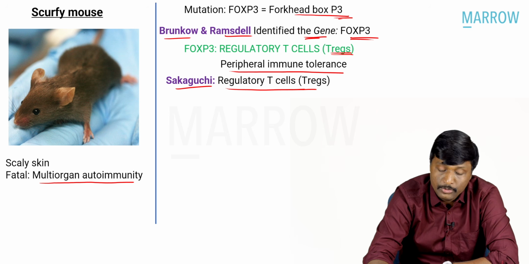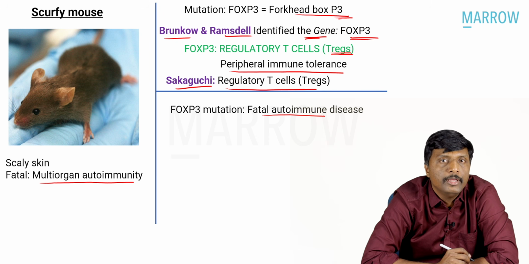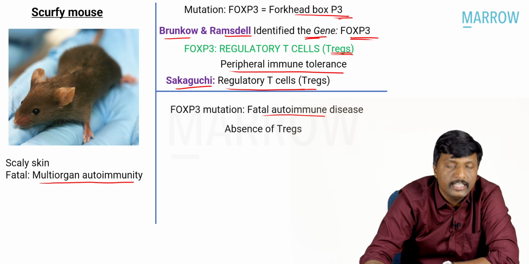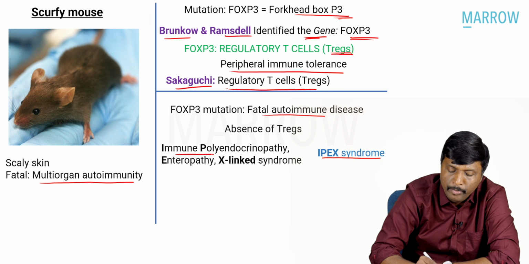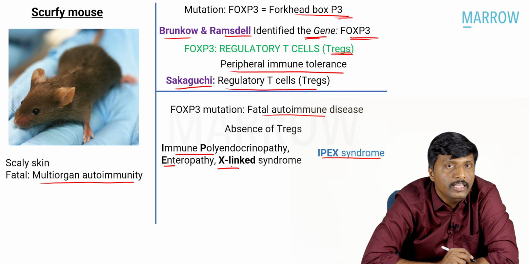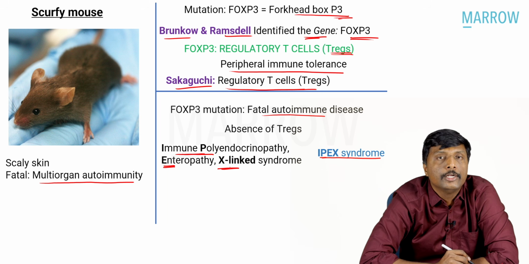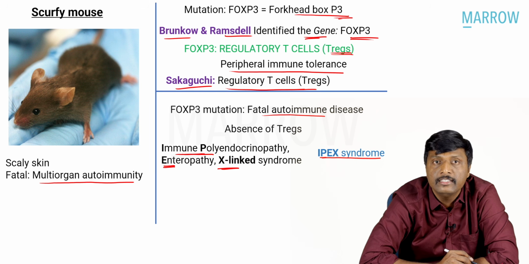Now, what actually happens whenever there is a mutation? Fatal autoimmune disease, because in the periphery, immune cells are not actively suppressed, leading to autoimmunity. Very important, who will be deficient here? Regulatory T cells. And what is the classical syndrome, sir? IPEX syndrome, which stands for immune dysregulation, polyendocrinopathy, enteropathy, X-linked. It is X-linked because FOXP3 is on the X chromosome. Remember, X-linked. It's a type of autoimmune disease, a fatal autoimmune disorder. That is why it is seen in this mouse.